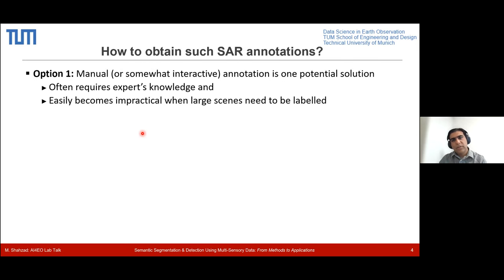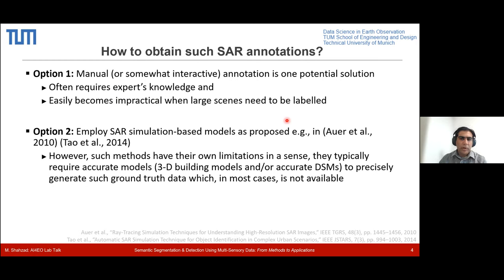The options we have to obtain such SAR annotations: the first option is manual or somewhat interactive annotation. This is one potential solution, but of course it requires expert knowledge and easily becomes impractical when a large scene needs to be labeled. Another option, for people familiar with SAR, is to employ SAR simulation-based models. However, they also have limitations, in the sense that they require accurate 3D building models or accurate DSMs, digital surface models, to precisely generate such ground truth data, which in most cases is not available.